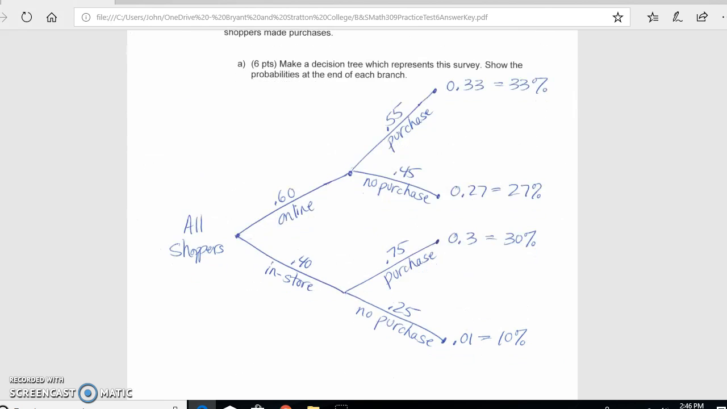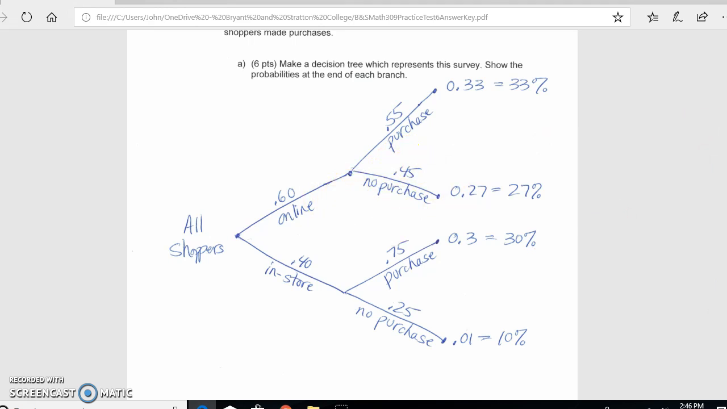So on our decision tree, the shopper is shopping online right here. We assume that's true. And if that was true, then what is the probability that he will not make a purchase? And that is right here, which is 45%. And that is given to us in the problem. 55% made a purchase, which means 45% did not of the online shoppers.